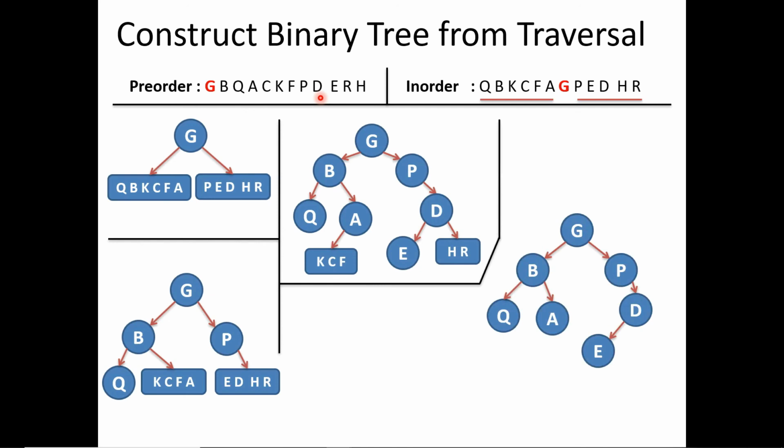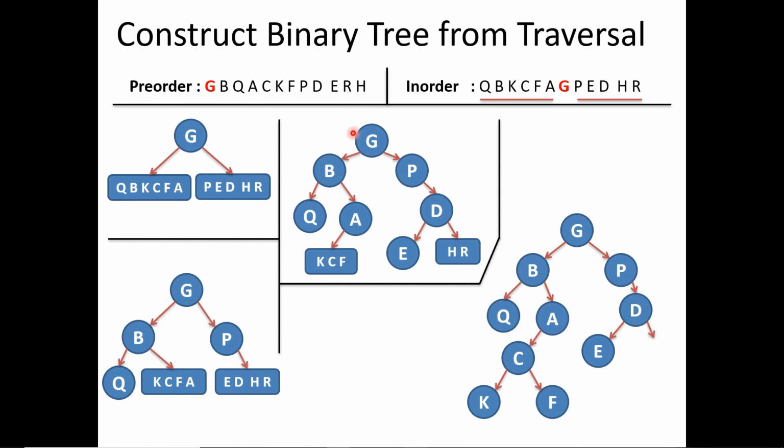We have to focus on the left child of A, that is KCF. Now we have to check which node comes first from the left side in pre-order. In KCF, C comes first, so C becomes the parent node of KCF. So C becomes the parent node and K becomes the left child and F becomes the right child of node C.